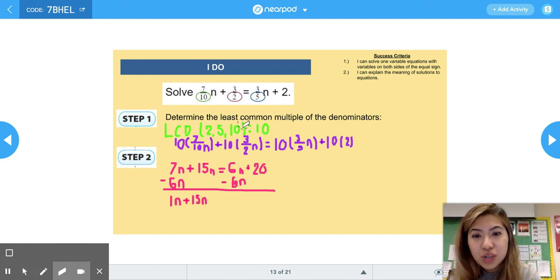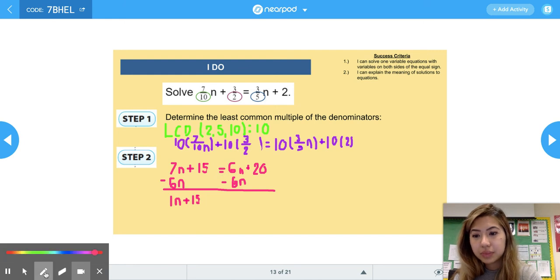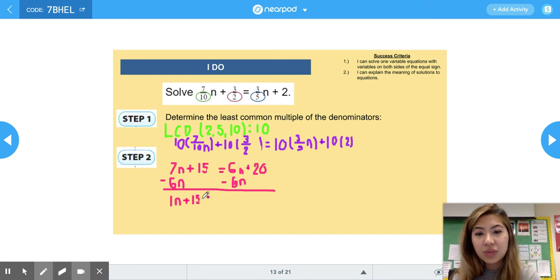So I realized I actually made a mistake. I accidentally added an n up here. So it wasn't 3/2 n, it was just 3/2. So instead of it being 15n, it's just 15. Okay, so we have 1n plus 15 is equal to, our zero pair was the 6n's because 6n minus 6n is 0. So it's equal to 20.